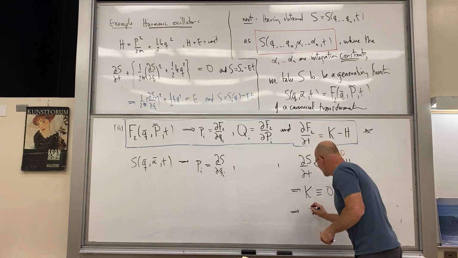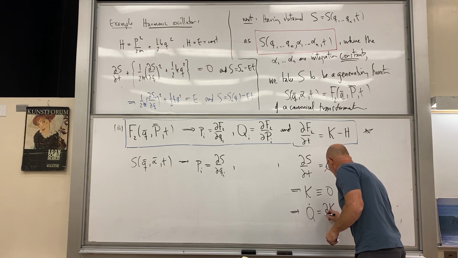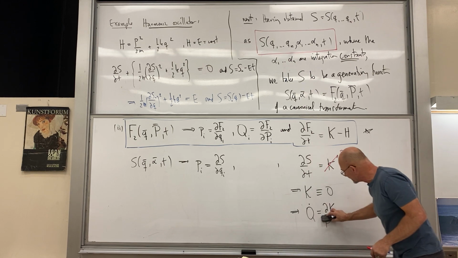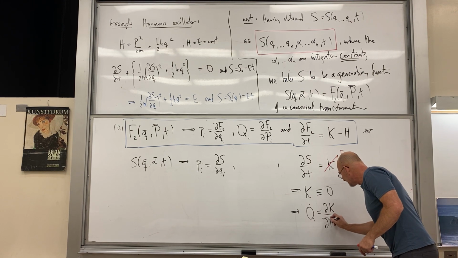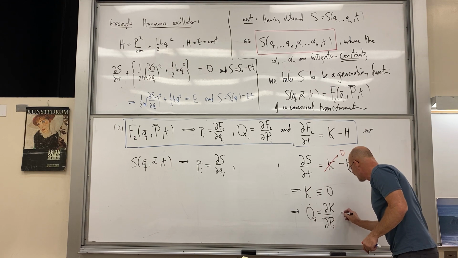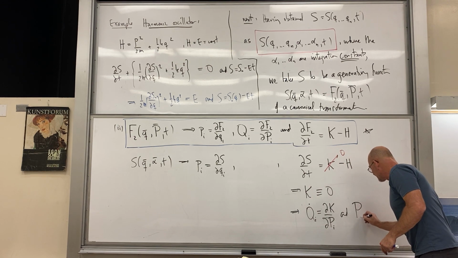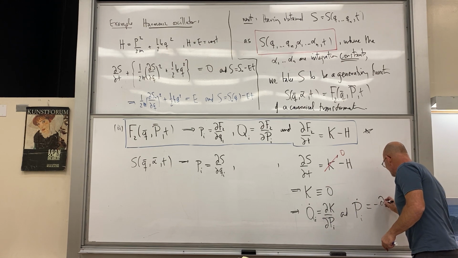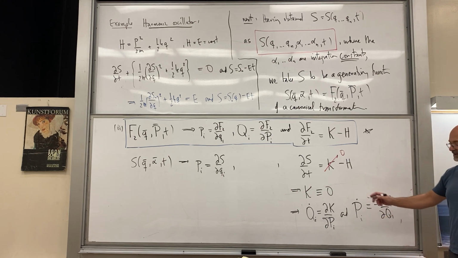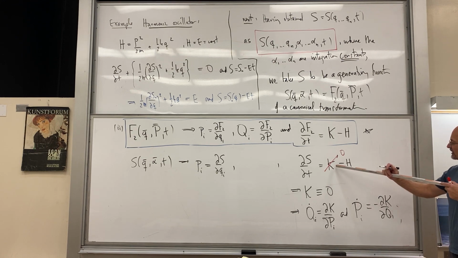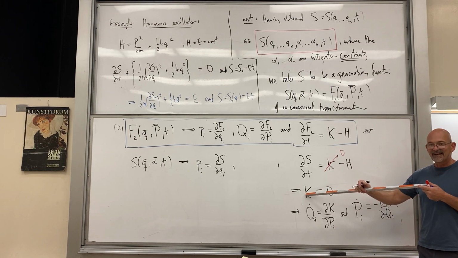So we have Q_i dot is equal to dK/dP_i, and P_i dot is equal to minus dK/dQ_i. Remember, that's what the whole canonical transformation is about, making sure that you still have Hamilton's equations here. Okay, but what do these equations mean if the new Hamiltonian is identically 0?